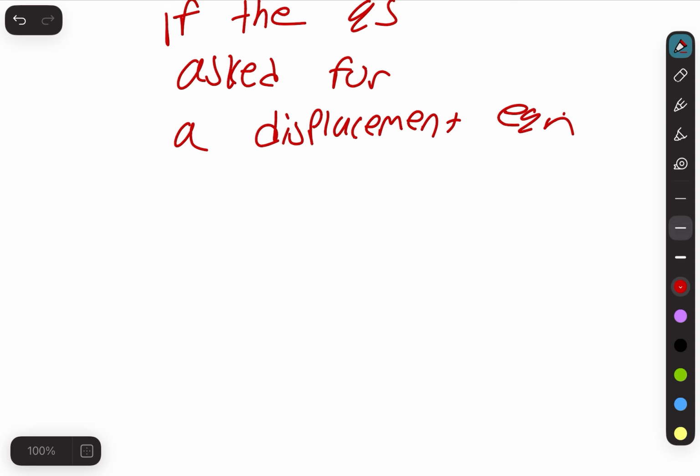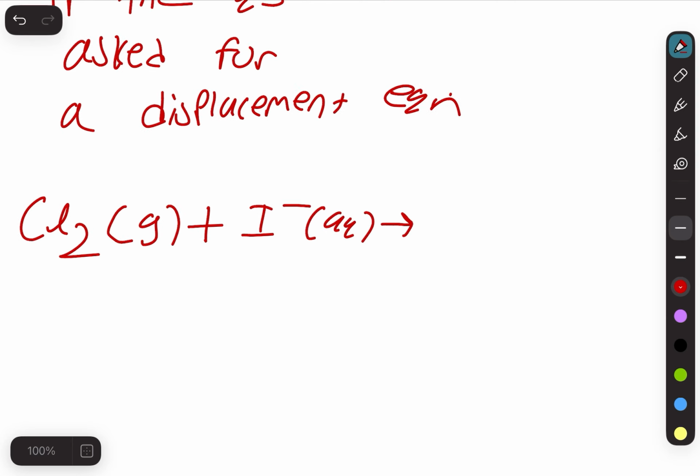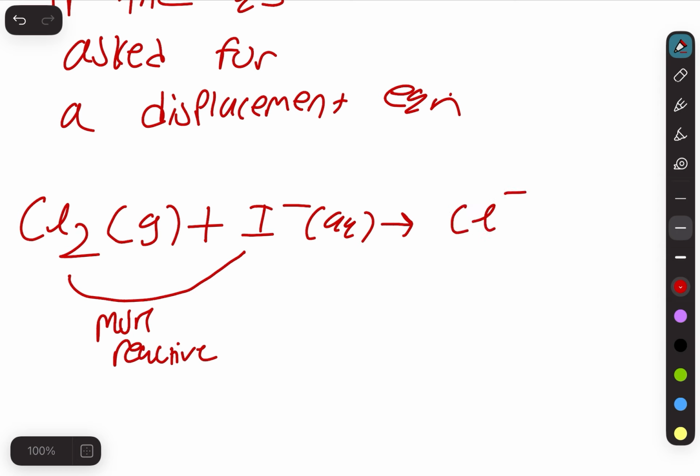So first, you write chlorine, Cl2. The state symbol will be, it's a gas, correct. Plus I minus, this is iodide, so it gives you this one. Now the chlorine will displace the iodine because chlorine is more reactive. So once it displaces iodine, it will be Cl minus plus I2 gas.